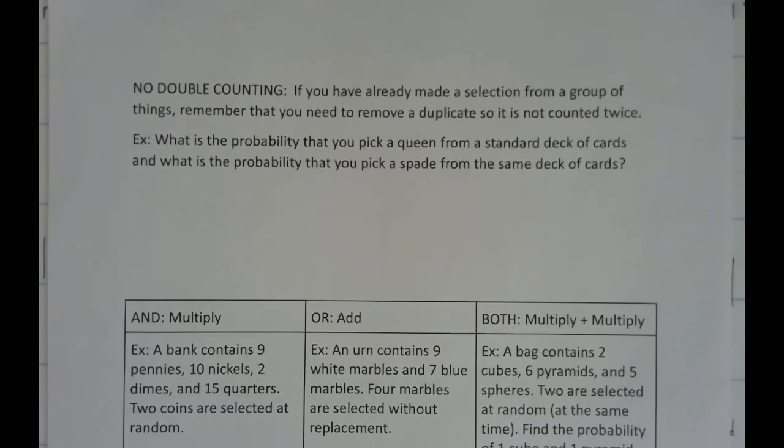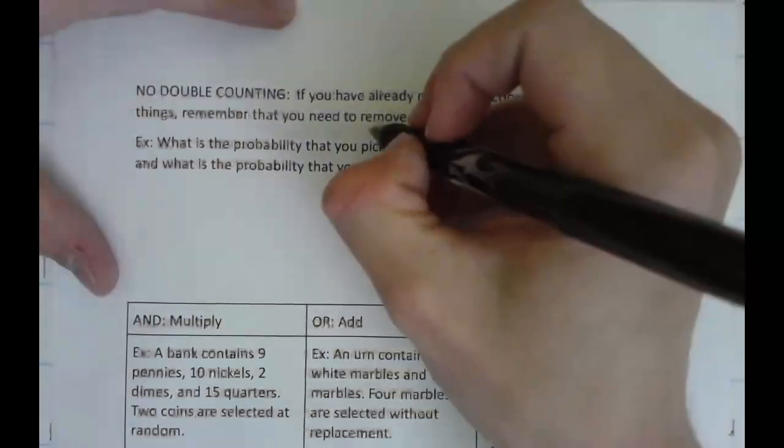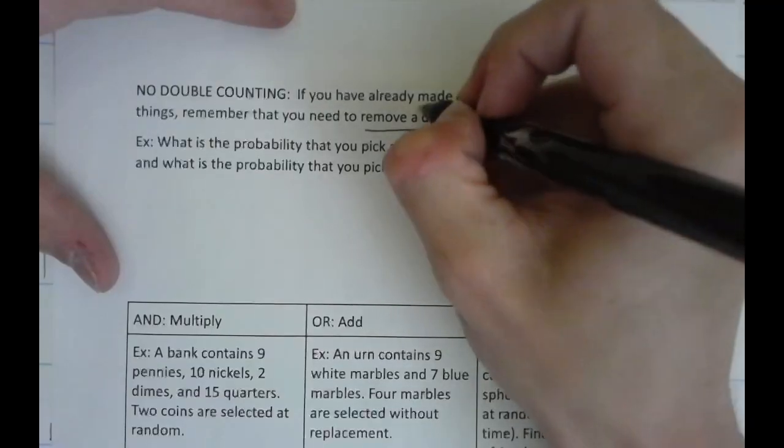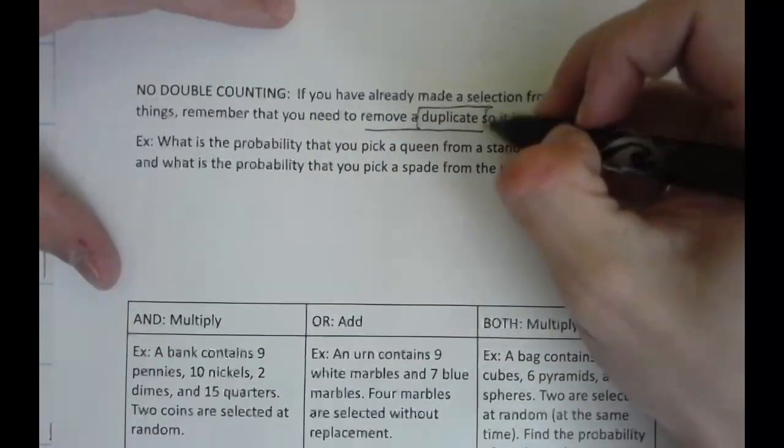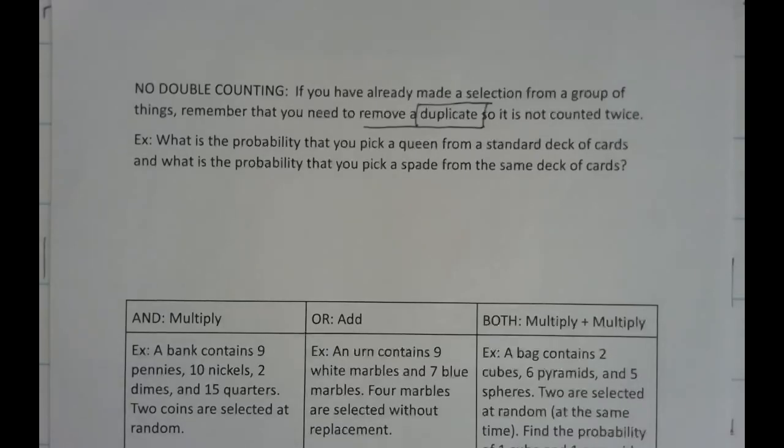If you have already made a selection from a group of things, remember, you need to remove a duplicate so it is not counted twice. What does that mean? Okay? To see what I'm saying here, let's look at this example. I think this example is lovely.